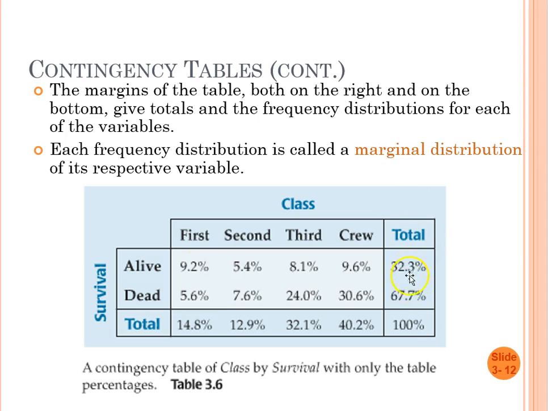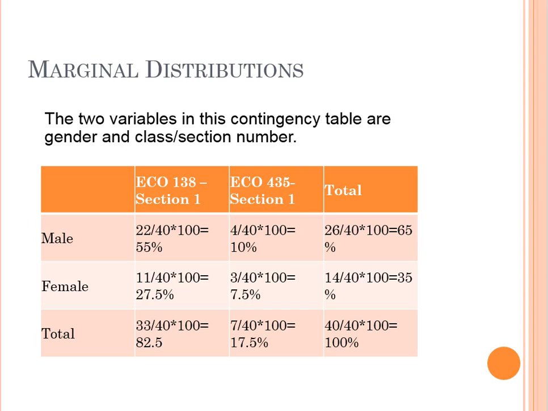Whereas the column on the right and the row on the bottom represent the marginal distributions. The last column on the right here is the marginal distribution for whether or not they survived. So 2/3 of the passengers did not survive, 1/3 of them did, so 32.3% of the passengers survived. Now, we can see how to calculate this by looking at the students that I have in my classes.